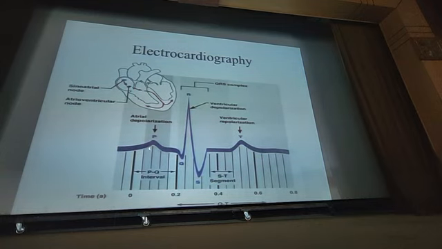So the atrial repolarization amplitude is very low, and also it's at the same time as the ventricular depolarization. It will be masked by the QRS complex. It's masked by the QRS complex.